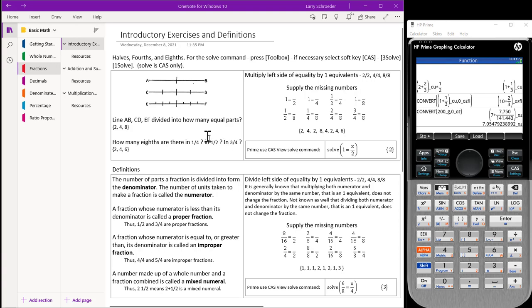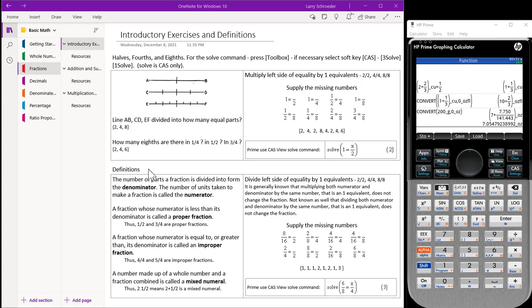of an inch? So when we're looking at 1/4 of an inch, we see that there are 2 eighths. When we're looking at 1/2 of an inch, we see that there are 4 eighths. When we're looking at 3/4 of an inch, we see that there are 6 eighths. We assumed that the diagram was inches, but technically there are no units attached with this diagram.